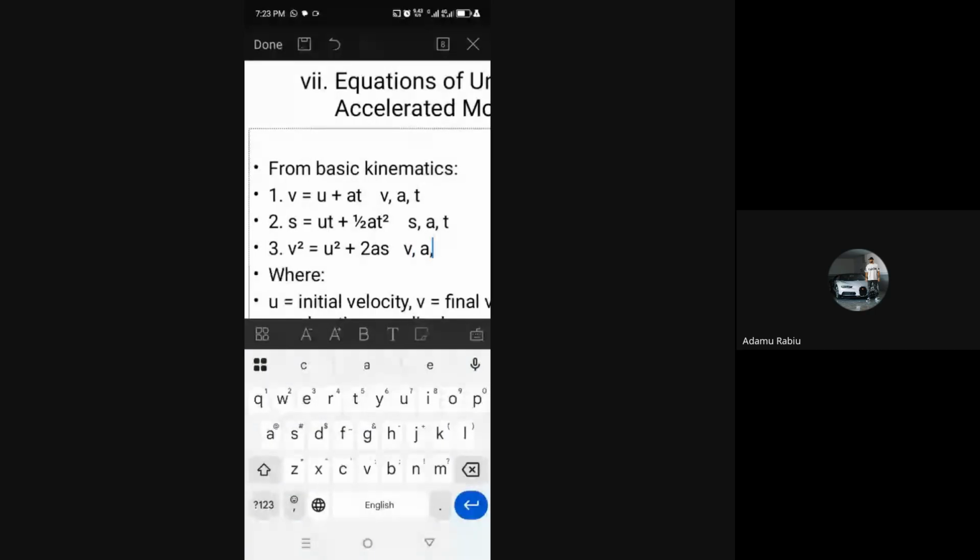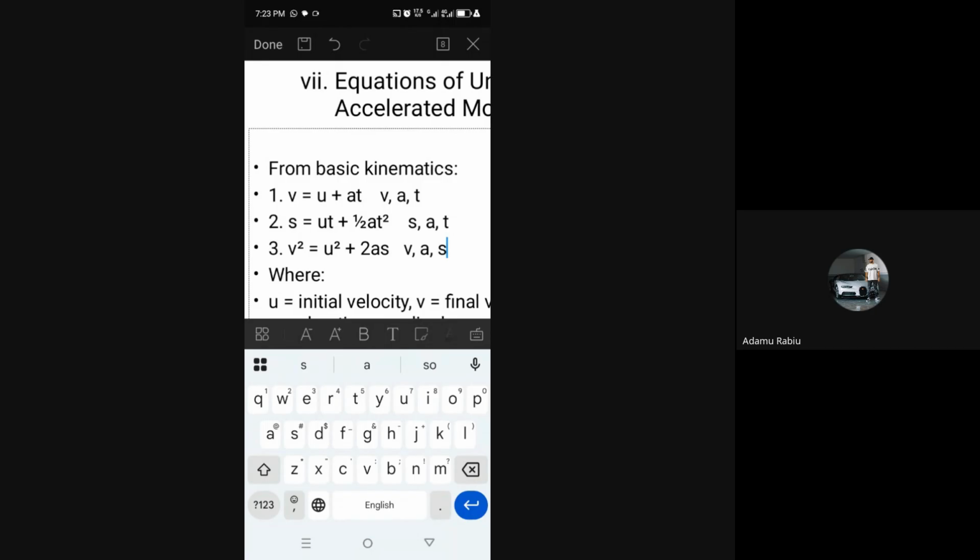Then this third one, you employ if the three parameters you are seeing in the question are velocity, acceleration, and distance, that is VAS. If the question is mentioning velocity, acceleration, and distance, you employ V squared equals U squared plus 2AS. If it is a motion under gravity, that is a vertical motion, your acceleration, just change it to g.